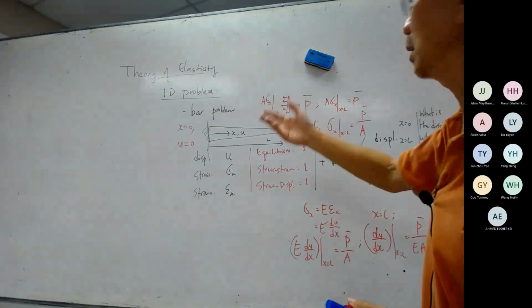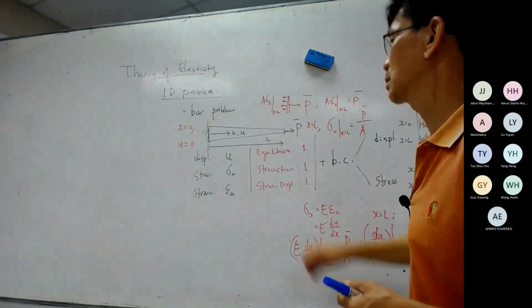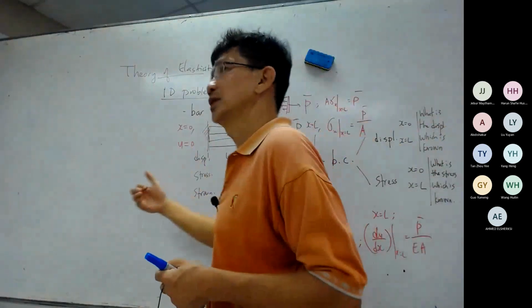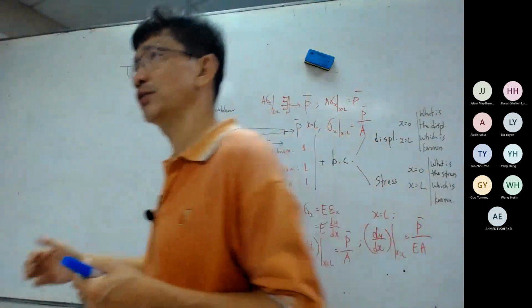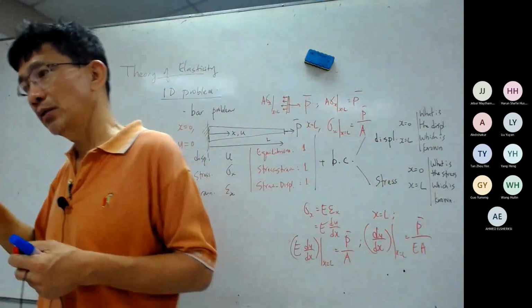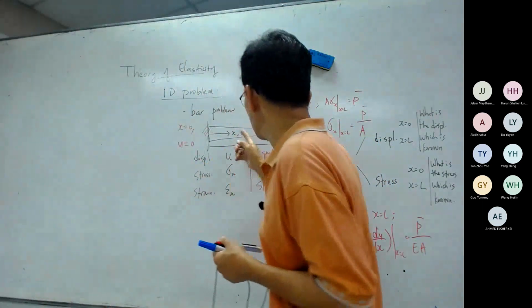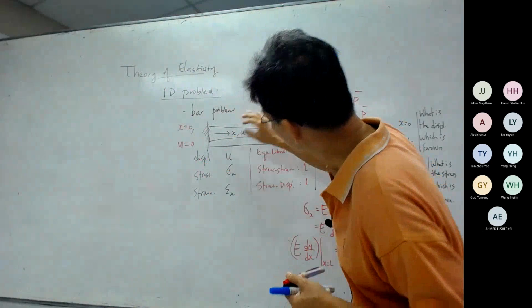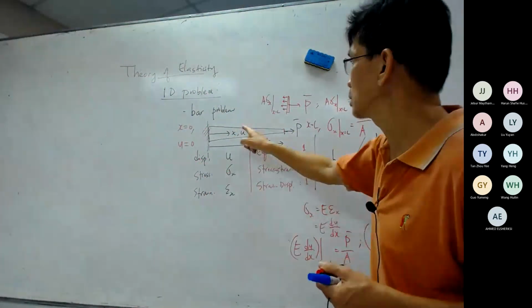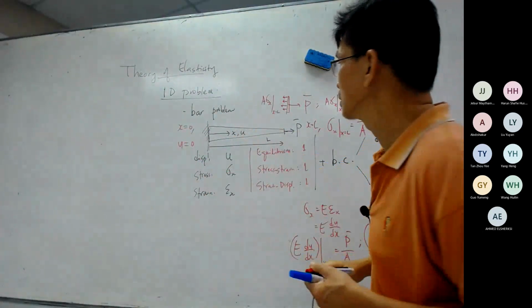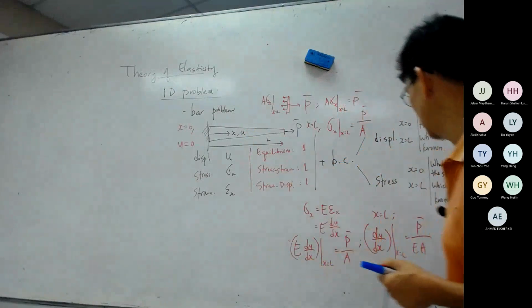Now, typically when we want to solve 1D problems, we need what we call the governing differential equation. From the theory of elasticity, we need to get the equilibrium equation by considering one small part of this. Okay, so that is what I want to go to next.